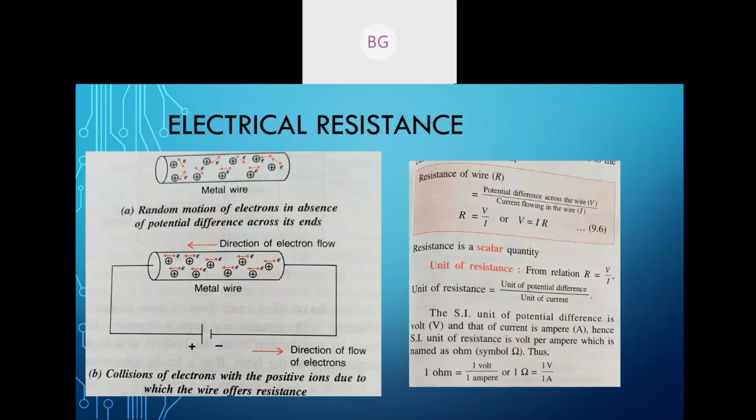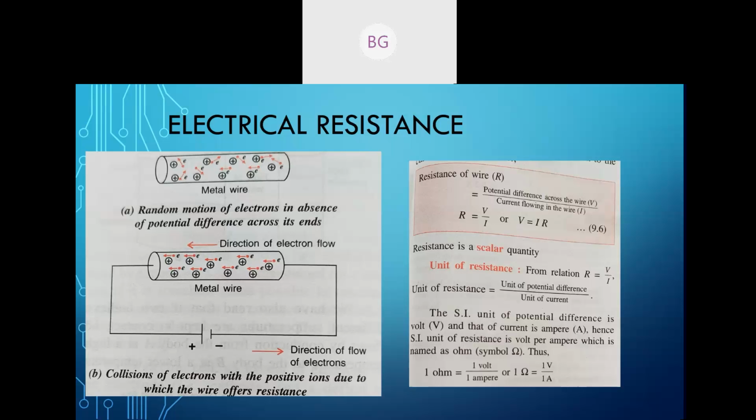Now, you can see the red ones on the left side are the electrons, and with the positive sign they are protons. Since electrons and protons are present in the wire, if there is no potential difference, the electrons will move in random motion. They will not have any specific direction to move in. But if the same conductor is connected across a cell, which has a positive and negative terminal, that is, if it has a potential difference.